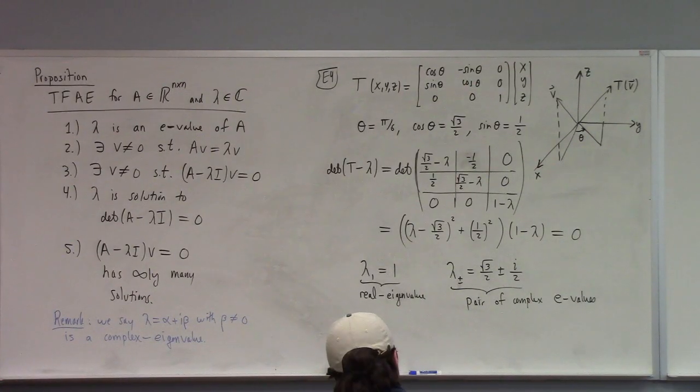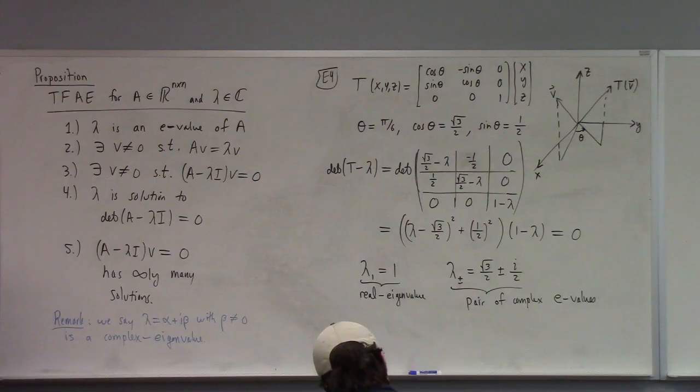So they have to come in a conjugate pair. That's the way this works, right? Can you guys tell me what is the eigenvector with eigenvalue 1? You can guess it without calculation here.